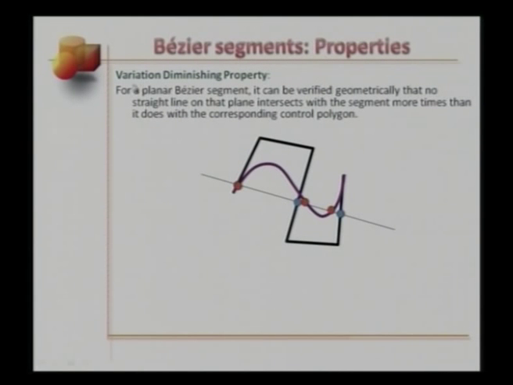What this property says is the following. It will never ever happen that the number of red circles will be more than the number of blue circles. In other words, the number of intersection points between the segment and this line will never be more than the number of intersection points between the control polyline and the intersecting line. This would physically mean that the shape of this Bezier segment will be no more complex than the shape of the control polyline itself. In other words, this control polyline roughly depicts or approximates the shape of the Bezier curve.